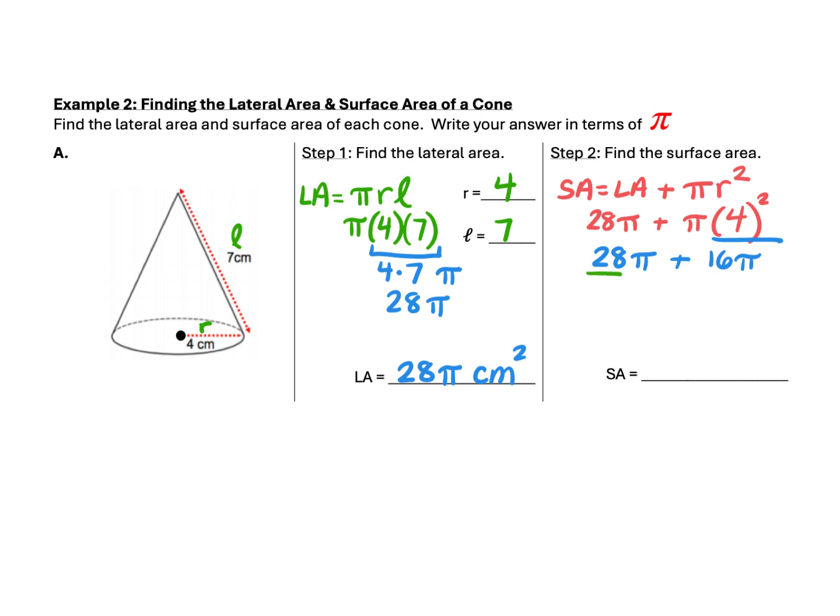And then you can add the 16 pi with the 28 pi. These are like terms because they both have pi's in them. So just add 28 plus 16, and that's 44. So our surface area will be 44 pi. And it's an area, so I still need that unit. It would be centimeters squared.